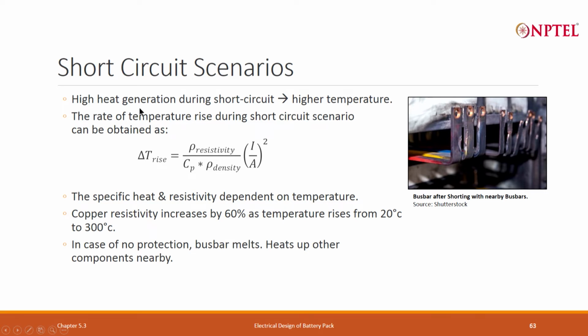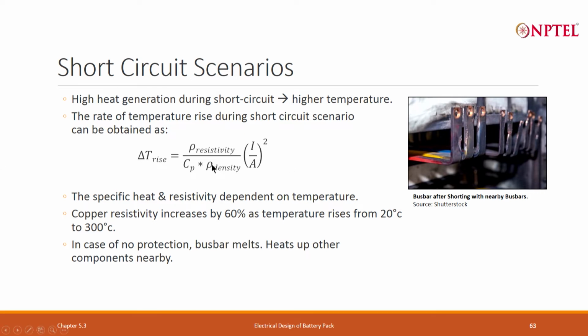What will happen? High heat gets generated during the short circuit, very high temperature. The rate of temperature rise during the short circuit scenario can be obtained from the formula. The delta T rise is equal to resistivity divided by the heat capacity of the material times the density, and then multiplied by the current density squared. Current density becomes very high during the short circuit scenario.